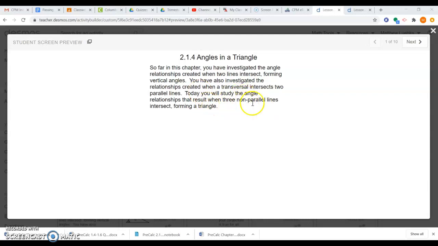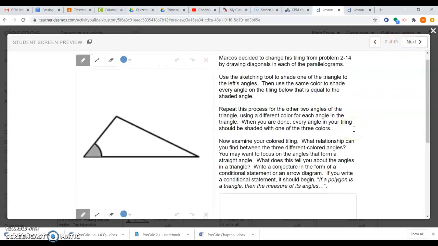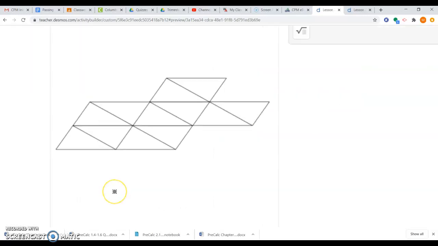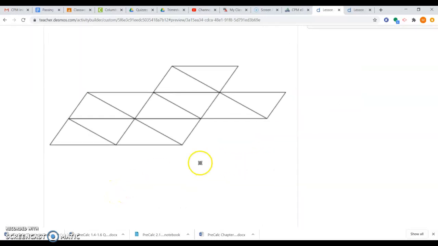Today we're going to focus on these three non-parallel lines intersecting, or just having a triangle form. This problem here is very long, but to keep it short and sweet, what we're going to be doing is coloring angles in the triangles. So if this here is my blue angle, I color it blue, and then every other angle that's the same as this one needs to be colored blue in my diagram here. So here are my blue angles.